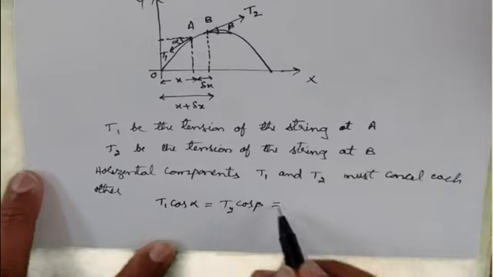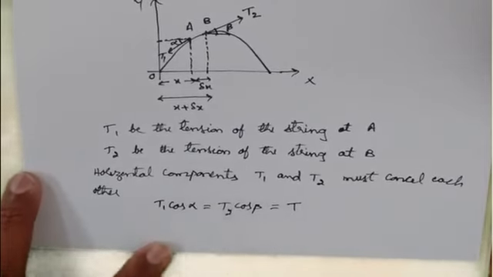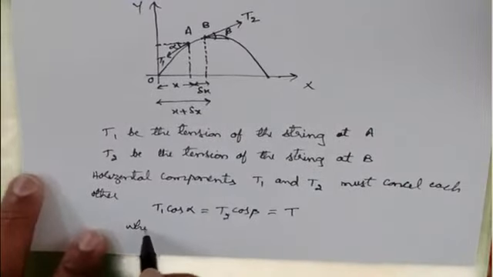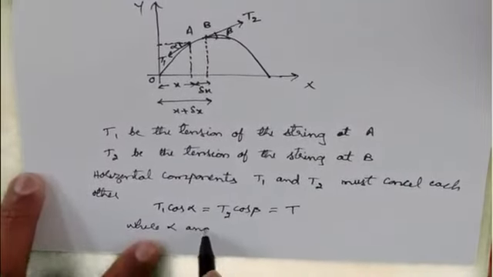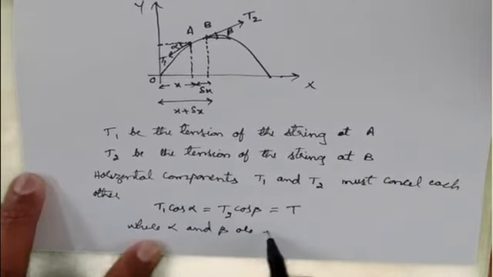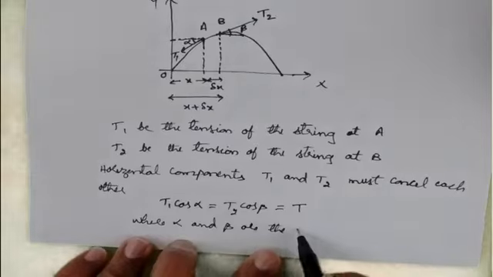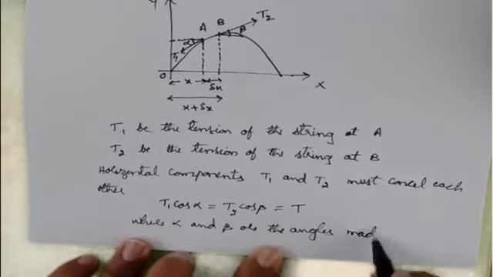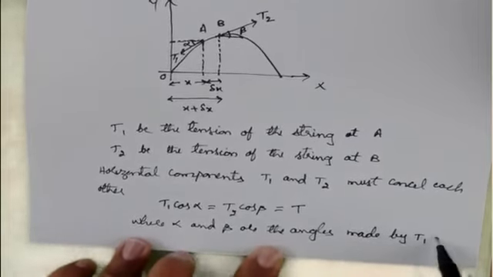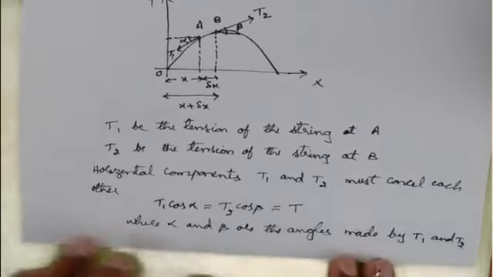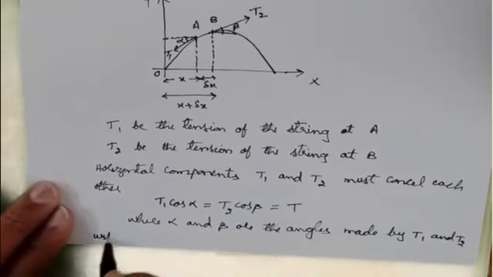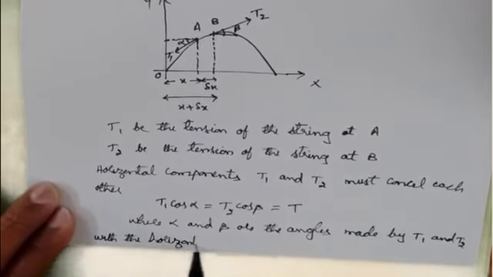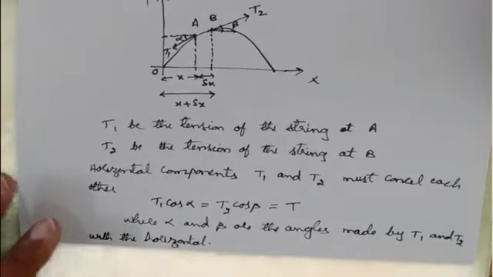Because it cancels out, we can take the tension to be equal to, say, T, where this alpha and beta that I have taken are the angles made by T1 and T2 with the horizontal. This represents your horizontal component.